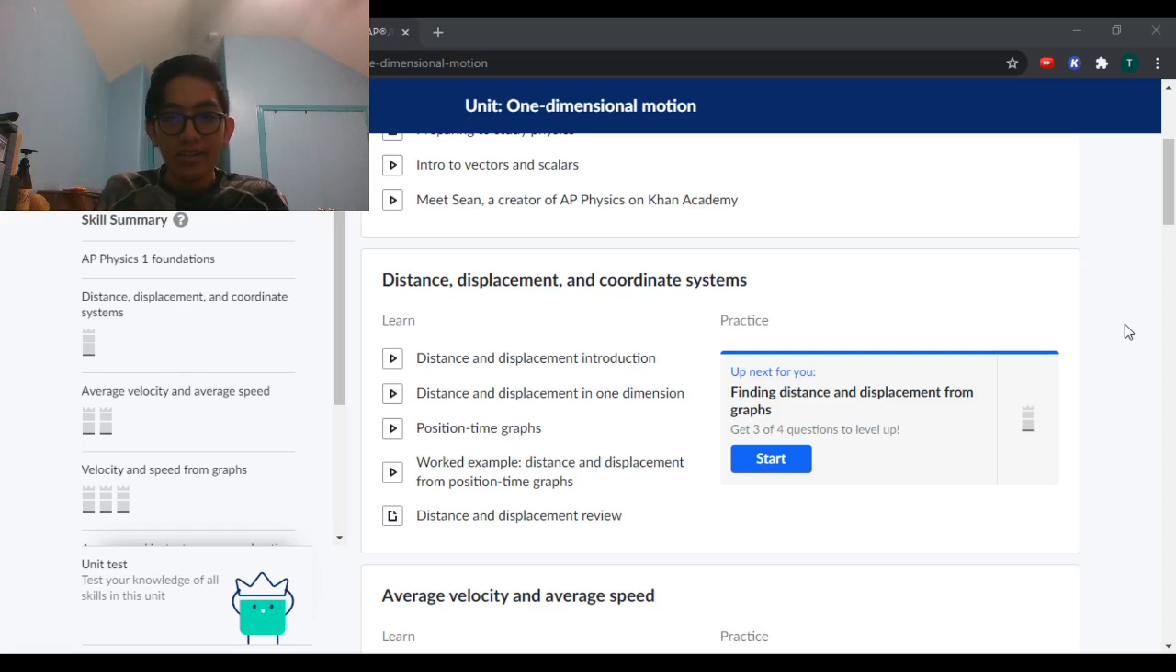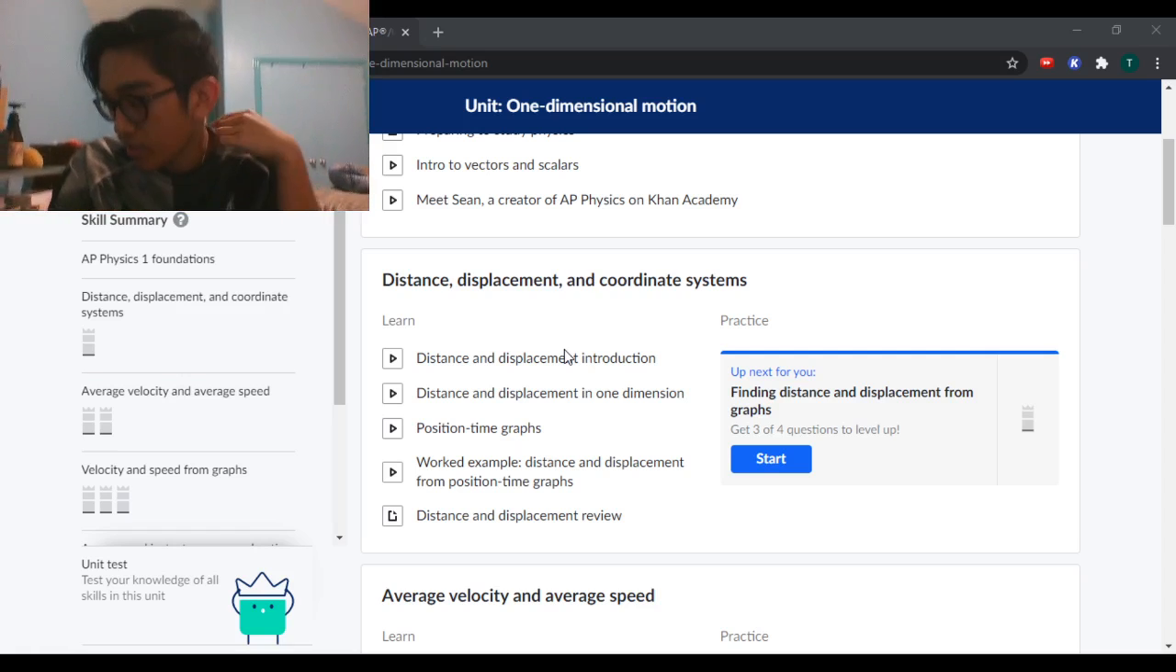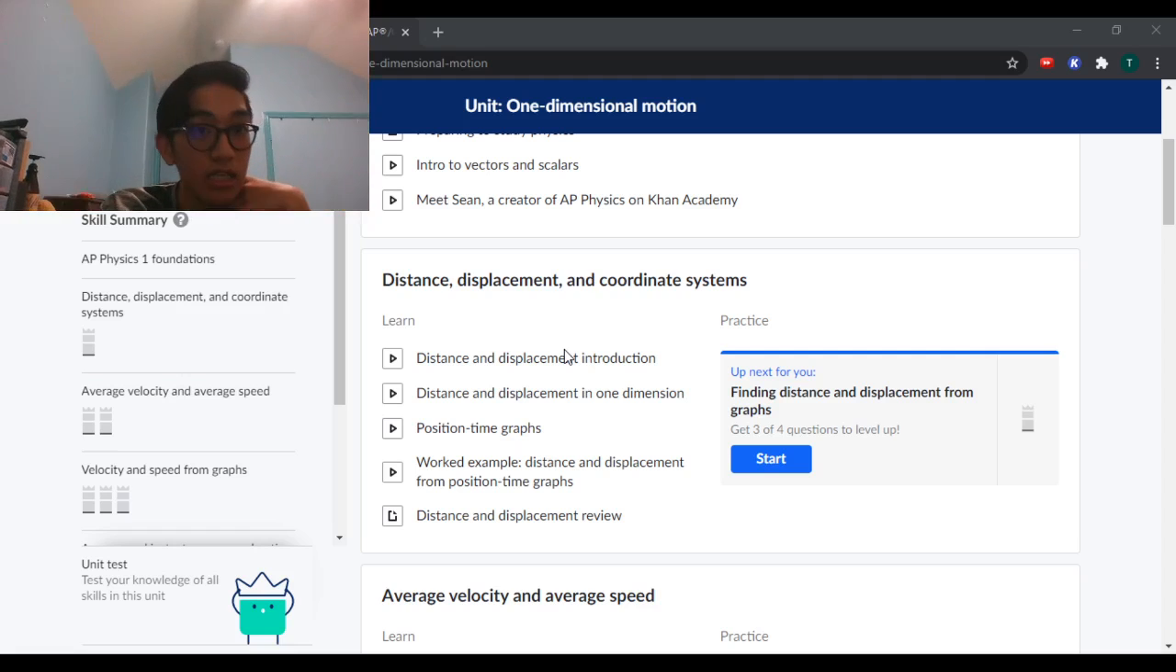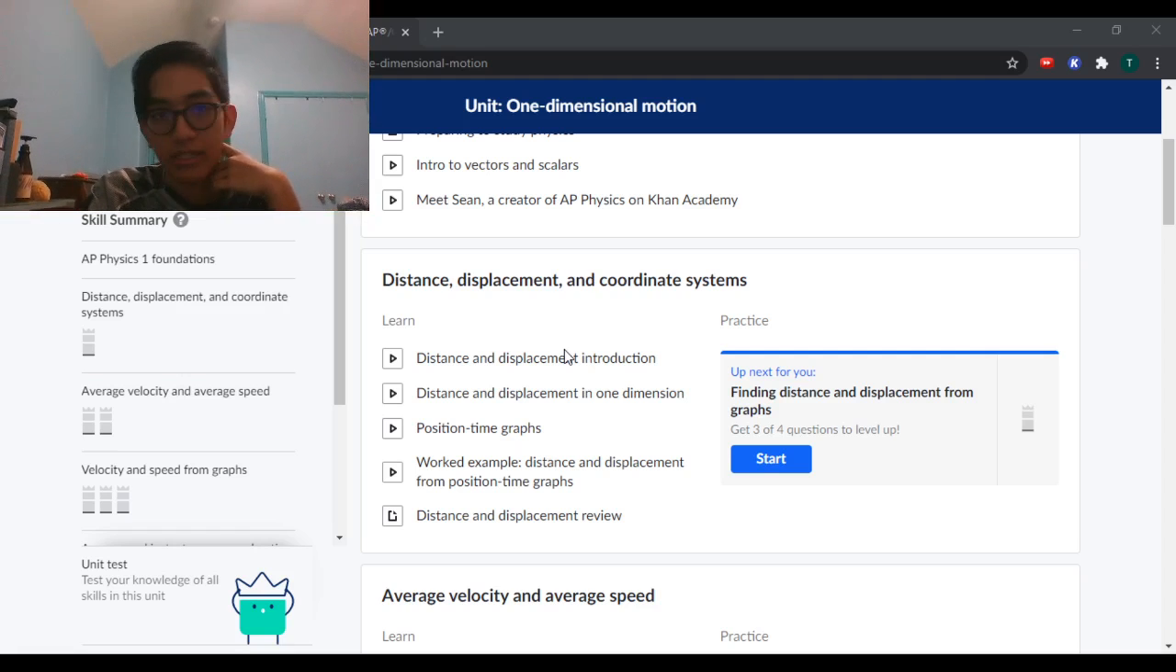So we're basically going to dive into displacement. And what I usually do is after I finish learning something, I just keep practicing it over and over again. The reason is that especially for physics 1 and other math based classes, you need constant practice, right? So that's what we're going to do on Khan Academy.